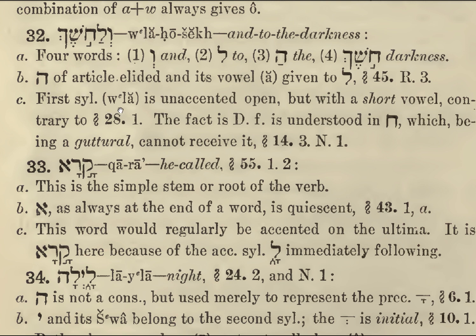The first syllable, the la, is unaccented. It is open. But note that our rule is that unaccented open syllables should have a long vowel. This has got a short vowel. However, if we understand that there is a dagesh forte in the sh, even though it's not actually there, it's invisible, because it can't receive it, it's a guttural, then it's technically a closed syllable. It's not velach. You can't double the sh sound. This doesn't work. Velach choshech. So this is technically a closed syllable, even though it's not. And so the vowel is short.